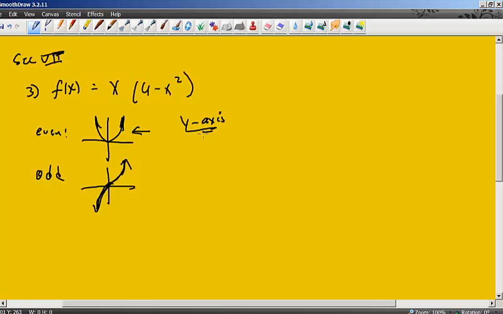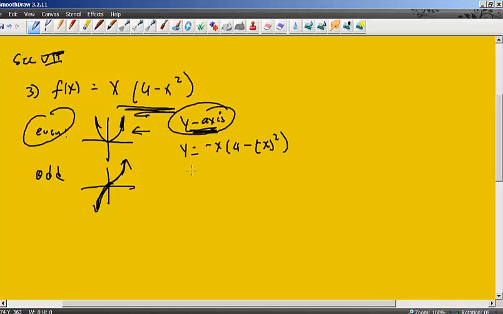So all we're going to do is replace x with negative x. When I do that, I get negative x times 4 minus negative x quantity squared. And if this turns out to be exactly the same as the original equation, then it's symmetric to the y-axis. If it's symmetric to the y-axis, then it's an even function. If you clean it up, this gives you negative x times 4 minus x squared, because that negative will disappear here. So that's not the same as this, so it's not an even function.